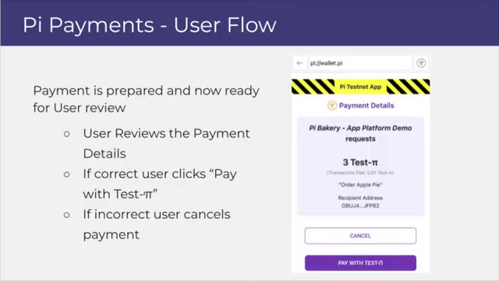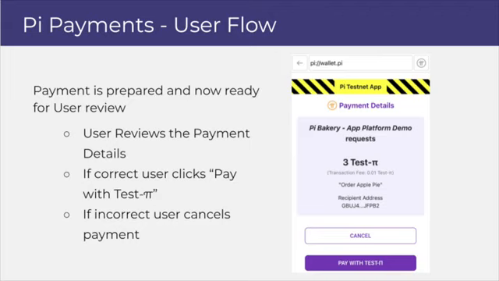Once the payment is built and ready, the user is displayed this screen. This is just a confirmation screen where the user can see all of the information that will go into the order, or into the transaction. They can see here, okay, I clicked on buy an apple pie, or order an apple pie. That was 3 test Pi. So I can confirm that that is right. And I've got that my address is here as well.